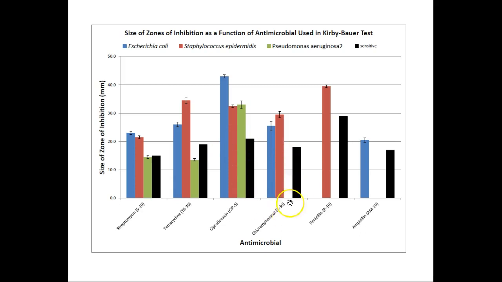Notice for chloramphenicol, no Pseudomonas bar. Right? There was no inhibition at all of the growth of that organism by this antibiotic. But both the E. coli and the staph were sensitive. They're both above the sensitive bar. For penicillin, we only have one organism that was sensitive to it, and that was the staph.